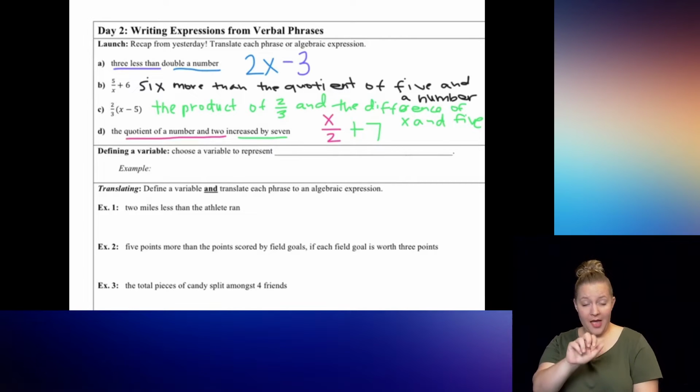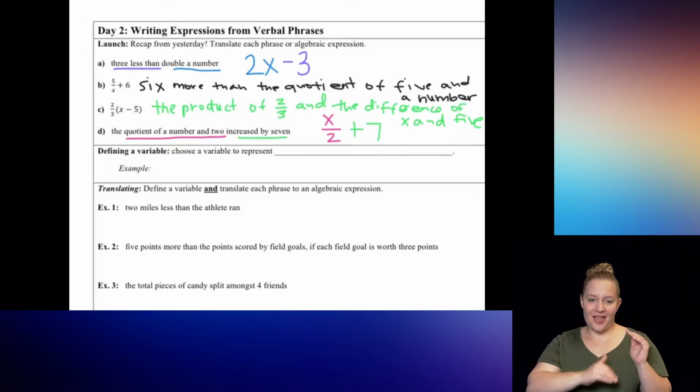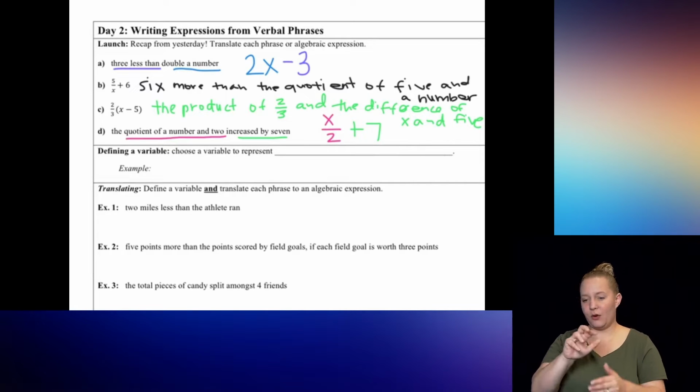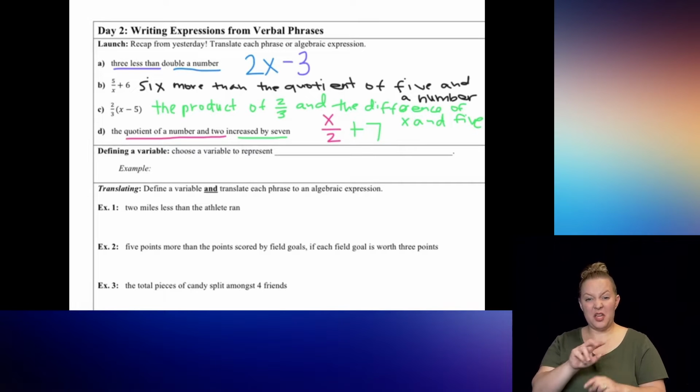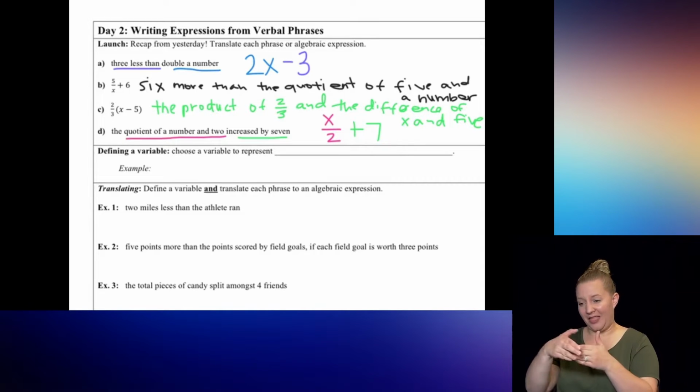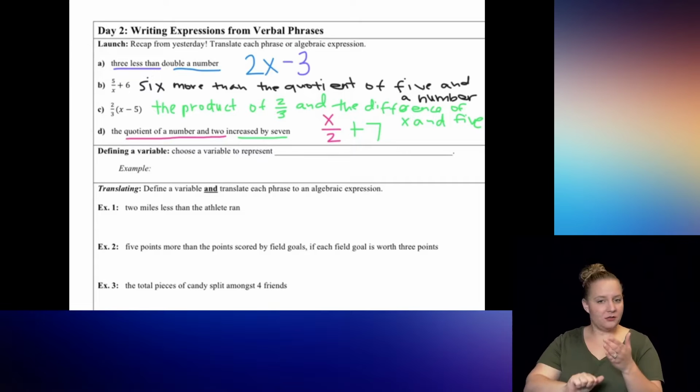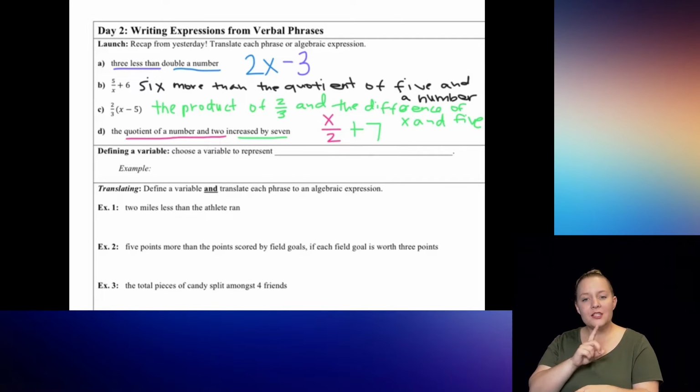3 less than. Remember, 3 less than something else means I need to take 3 away from some other term. So my other term is 2x. So that minus 3 has to be at the end. If you have 3 minus that expression, it is incorrect. So make sure that you have it in that specific order.